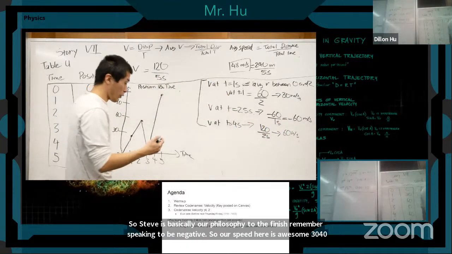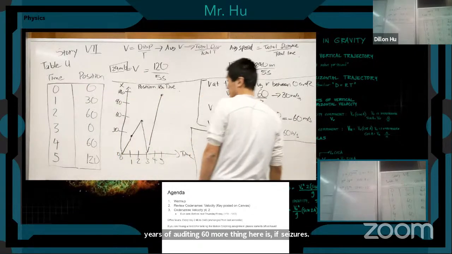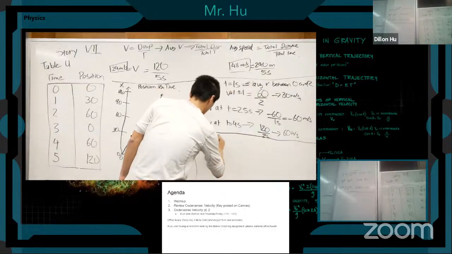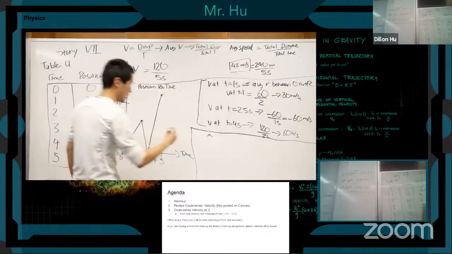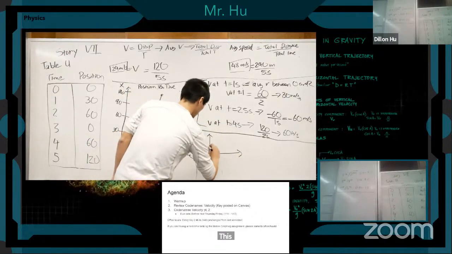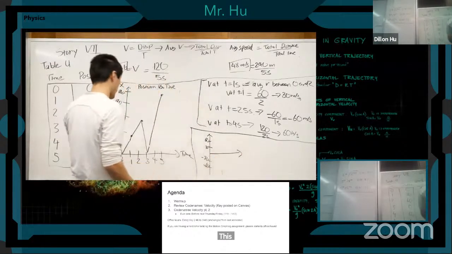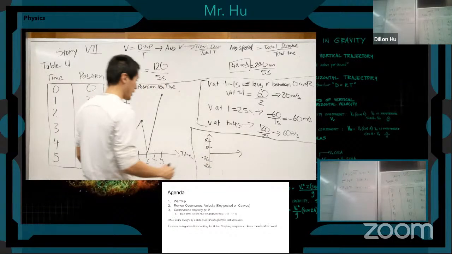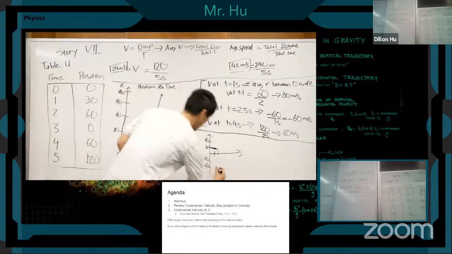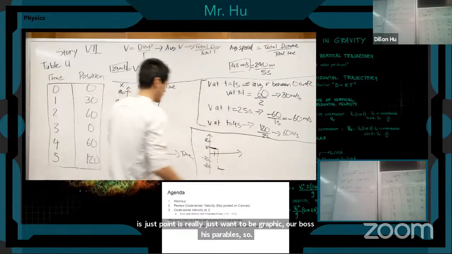To finish this off, one thing we also want to consider is how to draw a velocity versus time graph. We're literally just going to be graphing our velocities between these intervals. For the first 2 seconds, our velocity is 30 meters per second, so it's going to look like this. Between 2 and 3 seconds, it's going to be down here. And then between 3 and 5 seconds, it's going to be up here.